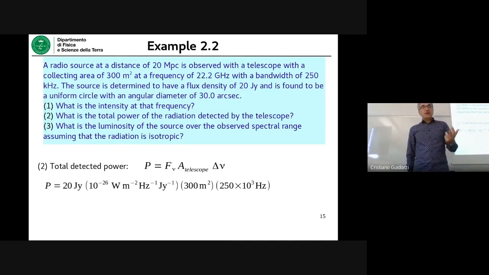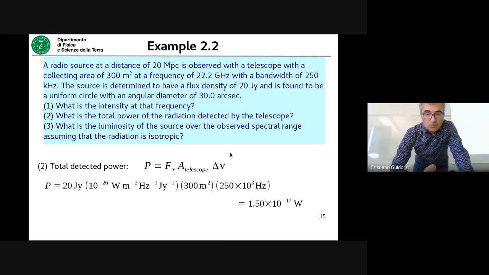So again, F nu, the specific intensity, you see from the units of measure that when you multiply by the area, you get rid of this. When you multiply by the bandwidth, you get rid of this. So you're left with watts, I should say. So again, this first term among brackets is just the conversion between Jansky and International System units. This is just the collecting area of a telescope. This is the bandwidth in Hertz. So 1.5 10 to minus 17 watts. And this is the total power.